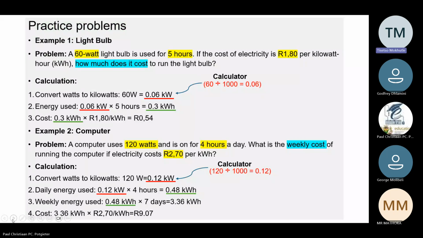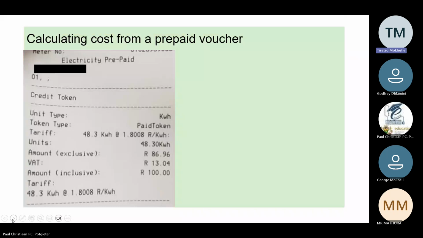Right, the next slide. The next slide shows us the prepaid voucher that we normally get when we buy electricity. You remember I've been talking about energy used, but when you buy the voucher, we're talking about the energy supplied. So I'm just gonna show you the relation between what we are talking about and this voucher.